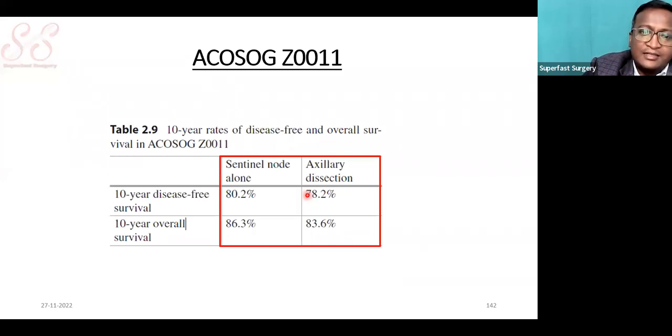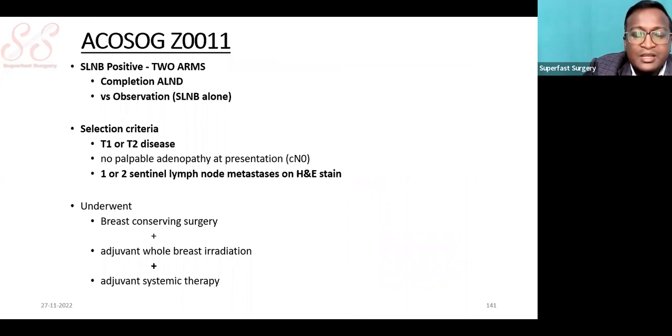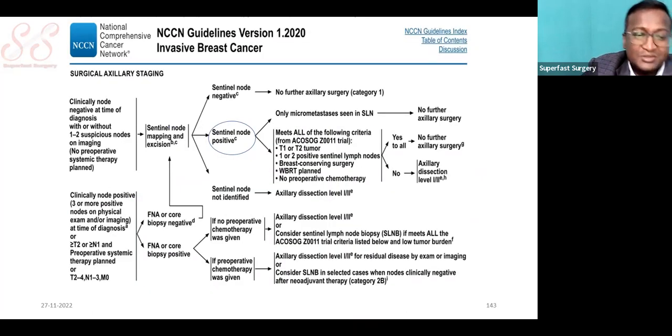And they found that the 10-year rates of local recurrence-free survival were 80% and overall survival was 66%, which was almost similar or better than the axillary lymph node dissection. So we can avoid axillary lymph node dissection even in positive patients, according to this Ecosuc G11. But we can't use it blindly in the Indian population, because the Indian population has different types of cancer. Most of the Indian tumors are triple negative tumors. In the trial, all were hormone receptor positive and good biology tumors. Okay, you can just ignore that.